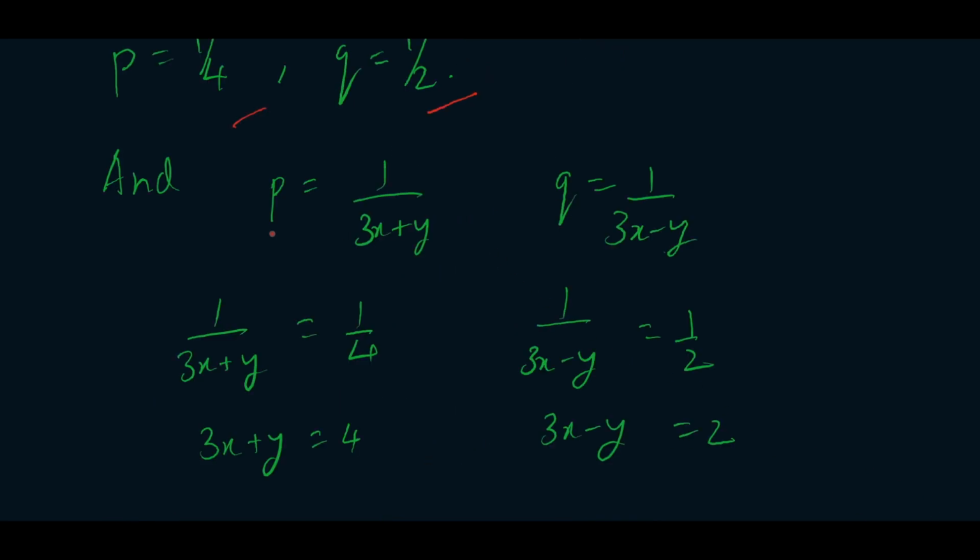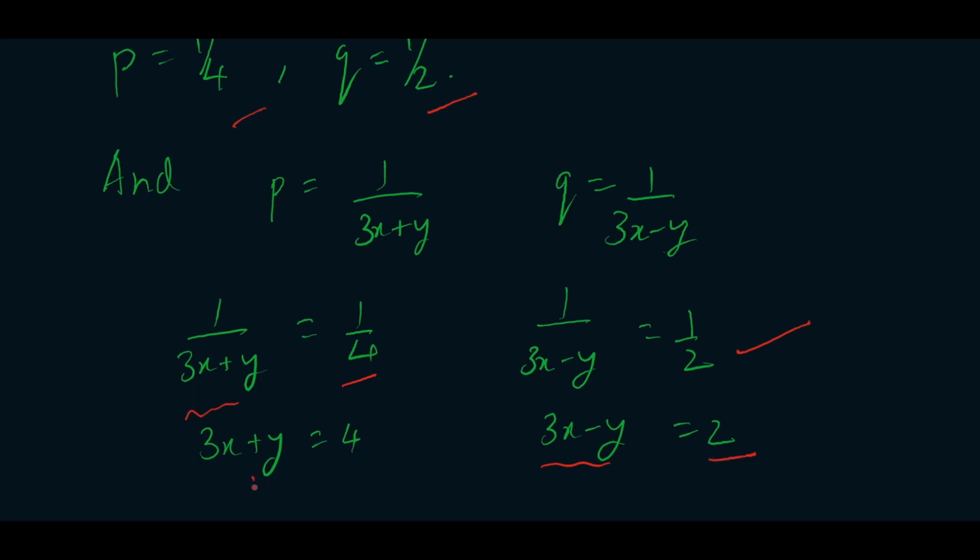Now in the beginning we saw that p was equal to 1 by (3x plus y) and q was equal to 1 by (3x minus y). So 1 by (3x plus y) equals 1 by 4 and 1 by (3x minus y) equals 1 by 2. So we get 3x plus y equals 4 and 3x minus y equals 2. Now we have the two equations in linear form: 3x plus y equals 4 and 3x minus y equals 2.